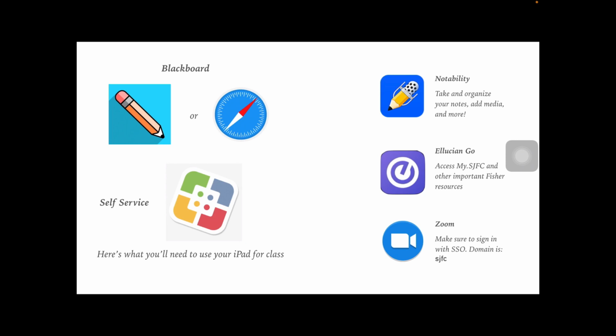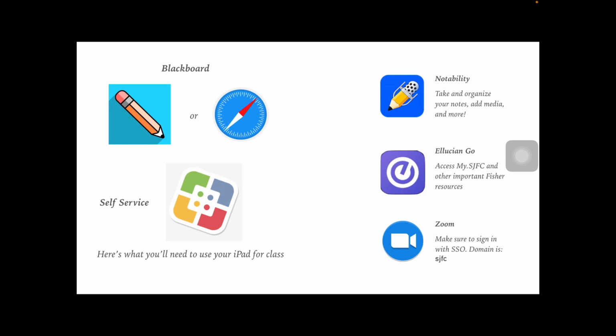Below that is self-service. Self-service is OIT's connection to your device, which basically allows them to help you troubleshoot issues, push updates, and generally just manage the device. You'll notice that there are a bunch of apps in self-service that you can download, and feel free to do so. On the right-hand side, you'll notice there's three apps listed.